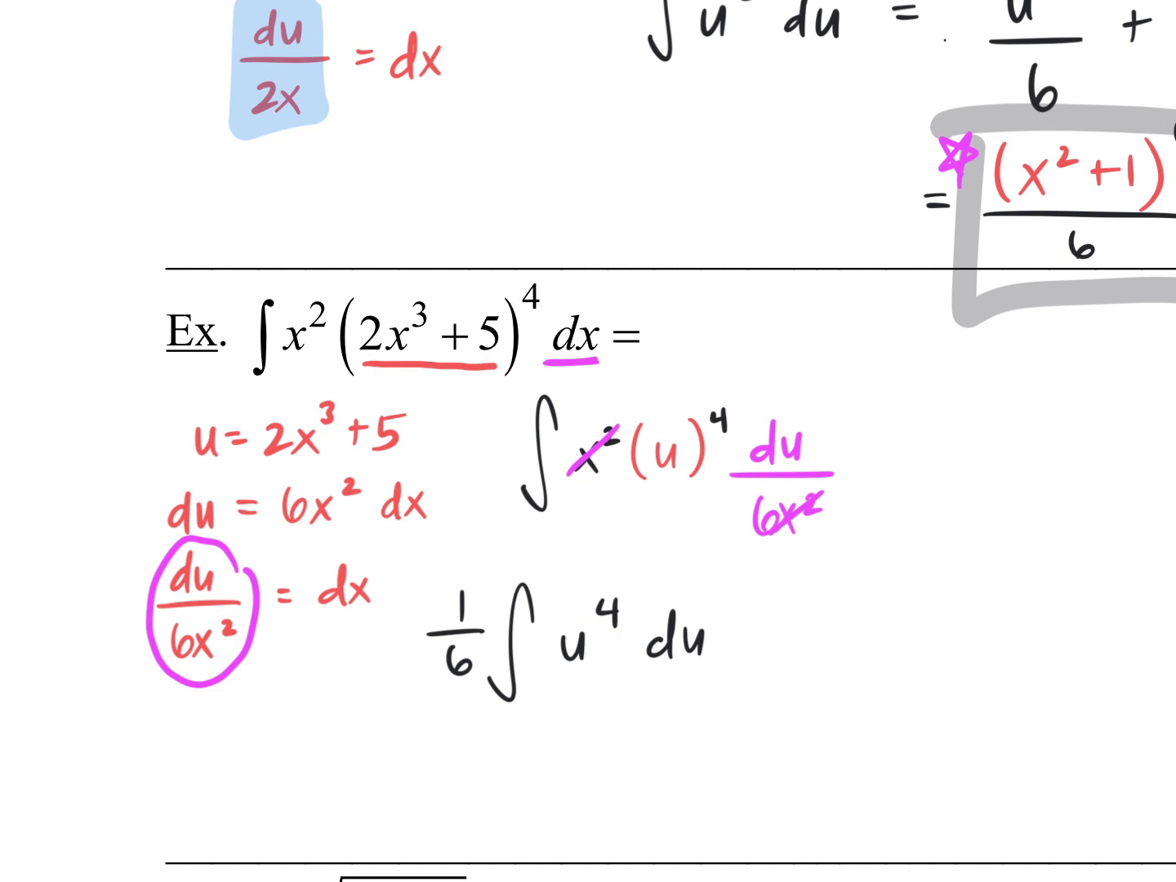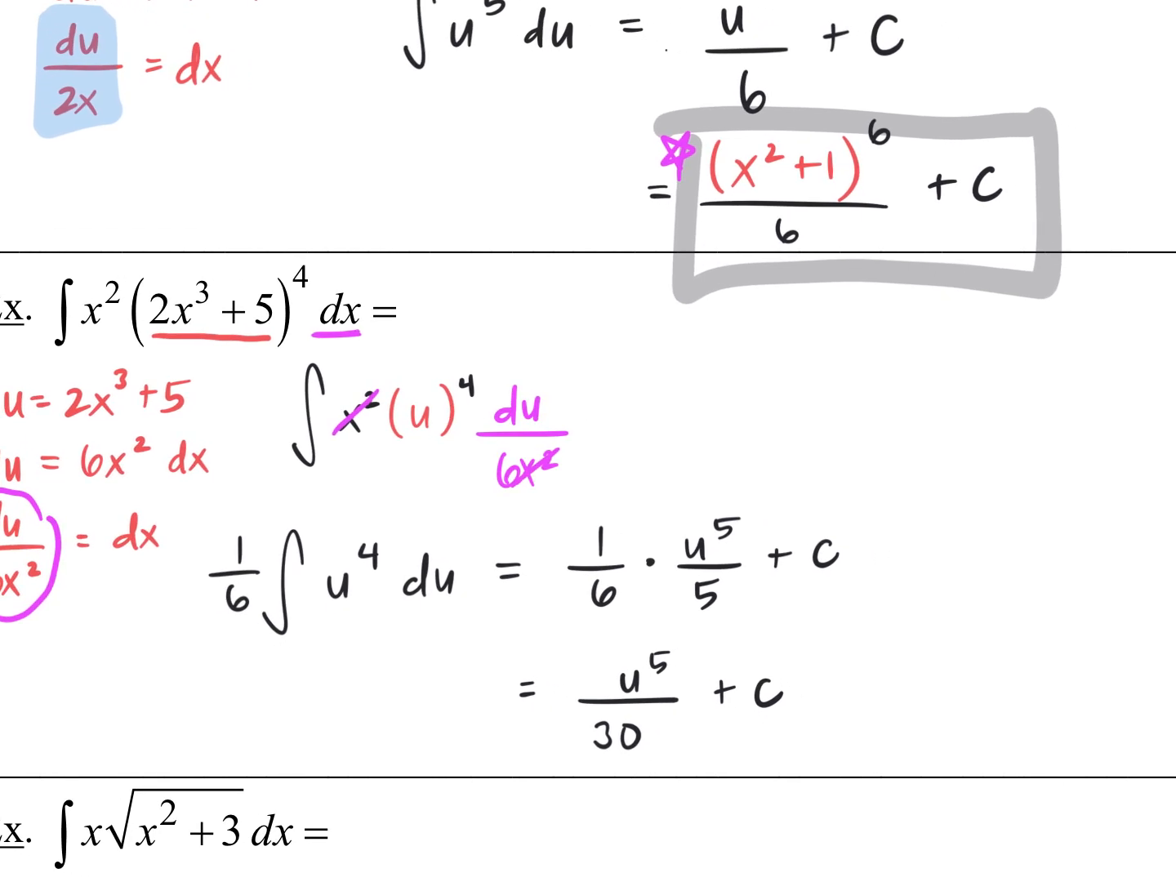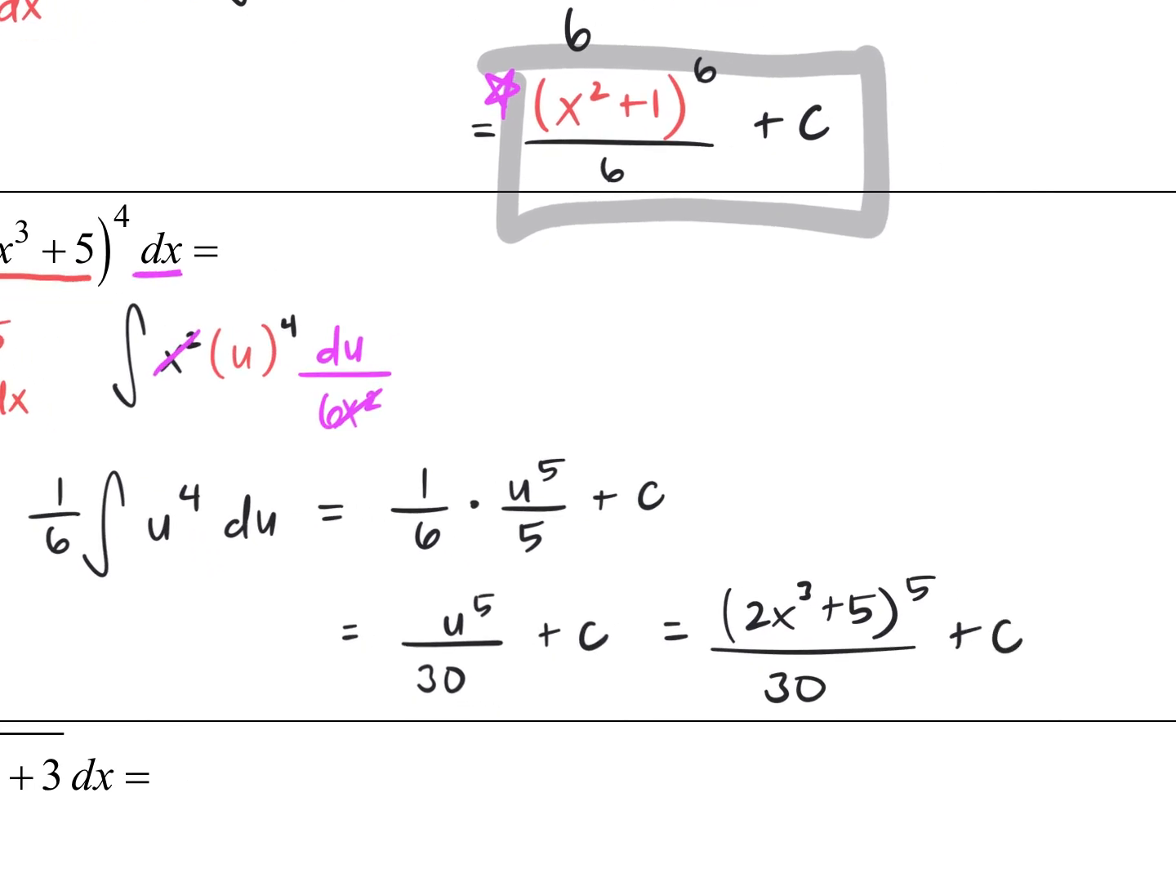What's the integral of u to the 4th power? Yeah, u to the 5th over 5. And then I've got that 1/6 in front. So times u to the 5th divided by 5 plus c. So this becomes u to the 5th divided by 30 plus c. And for my final answer, I just got to plug in what u is equal to. U was originally 2x cubed plus 5. So this is 2x cubed plus 5, all raised to the 5th power, divided by 30 plus c.